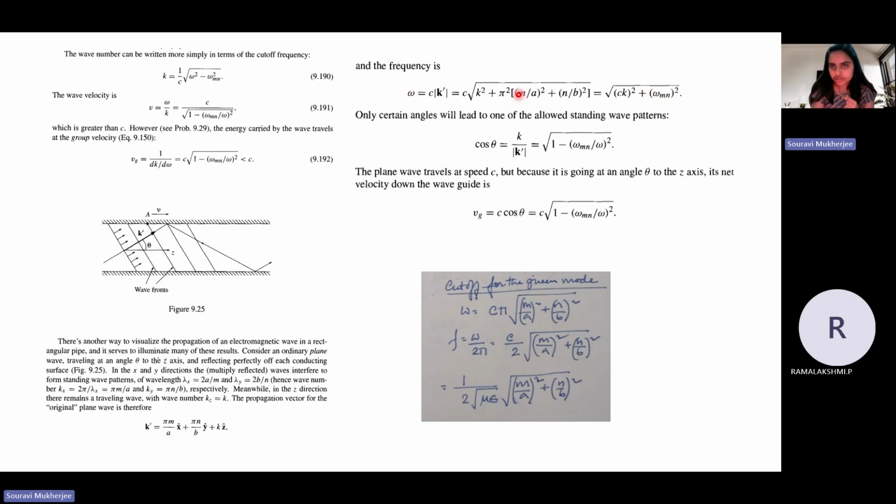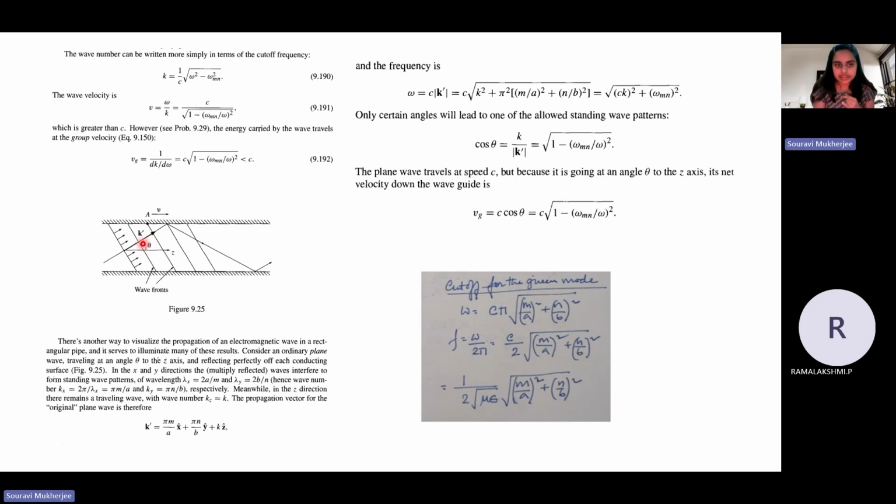So see, this is your expression of the cutoff frequency. And then what you can basically say, so what is the wave vector? Wave vector gives you the wave number, and it tells you the direction of propagation of your wave, right? So that means from here, you can get an idea about what are the different angles which will lead to some allowed standing wave patterns.